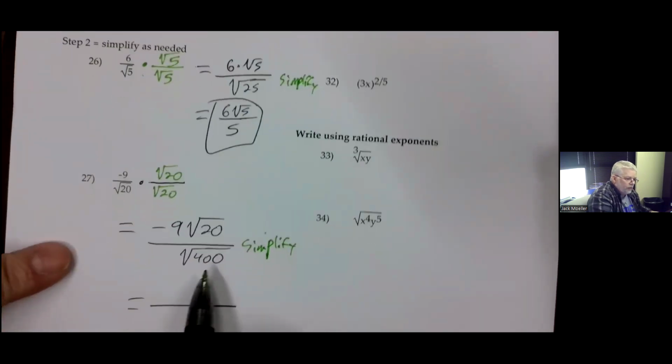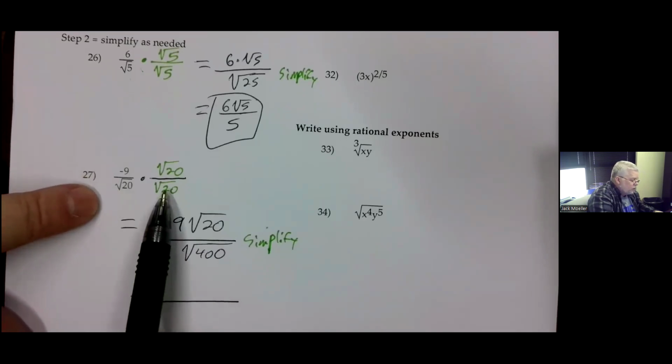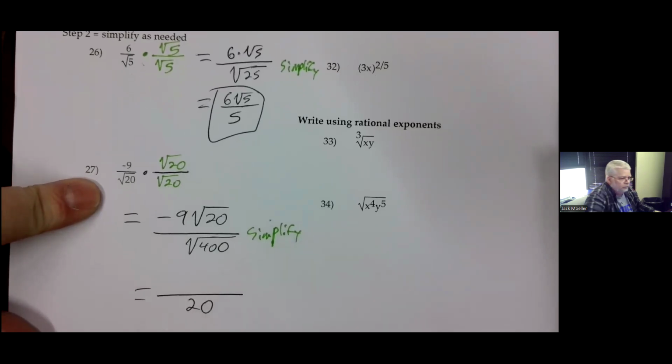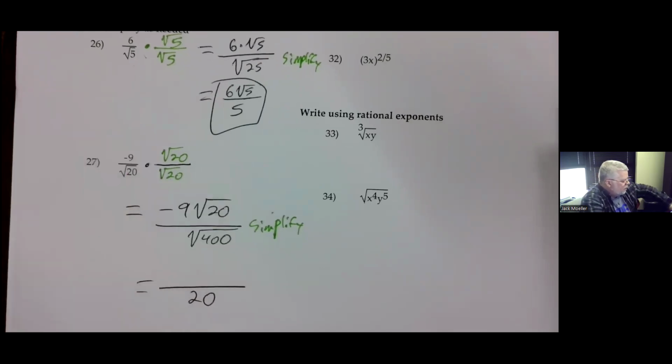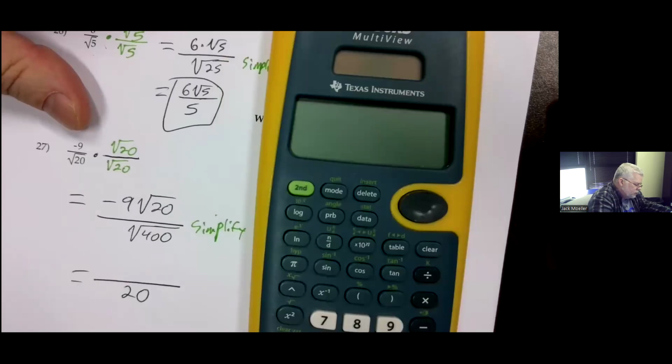Well, if you need the calculator for the bottom, that's okay. But we're doing square root of 20 times square root of 20, so we're multiplying 20 times 20. So the square root of 400 is 20. You want to back that up in a calculator, then by all means do so. That top, does that simplify? Well, here's where let's just use the calculator.